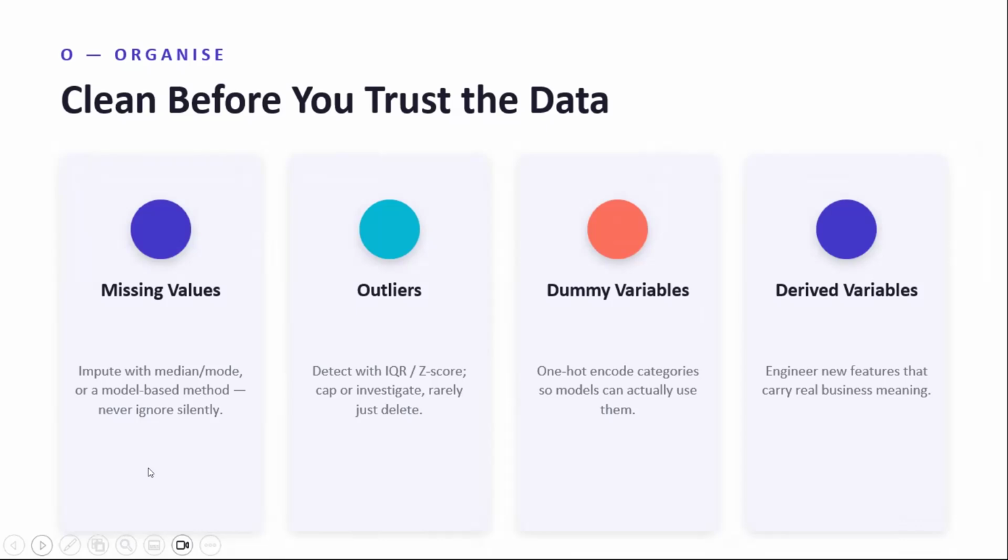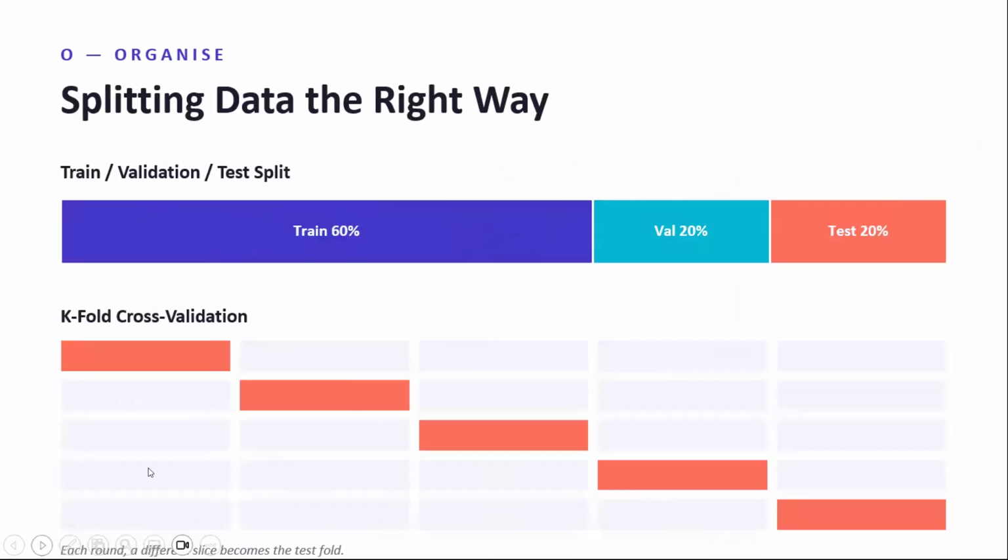Then you have derived variables like profit is derived from revenue minus cost, or age is derived from today's date minus date of birth. All of these are values which increase the information value of your data set.